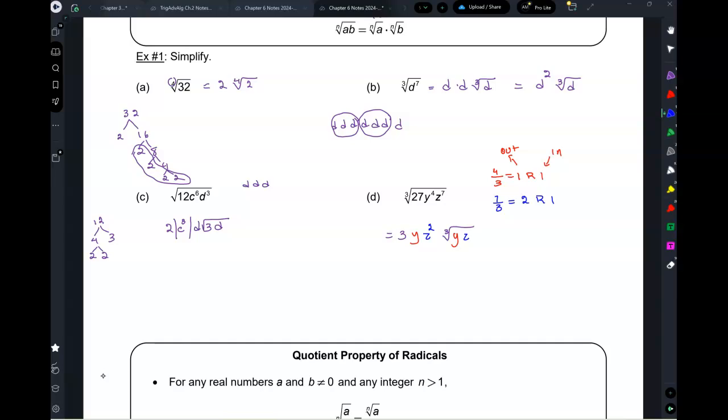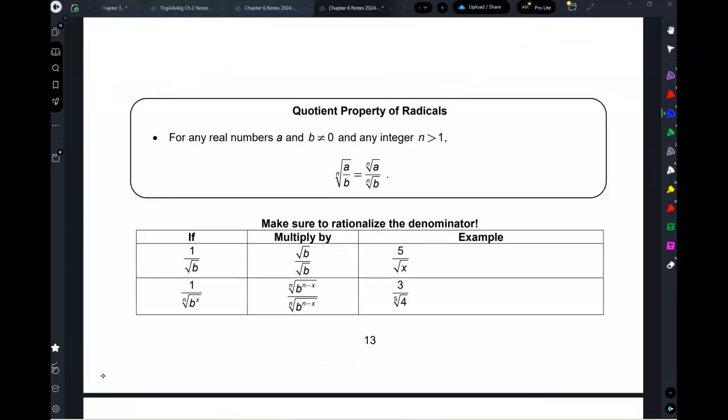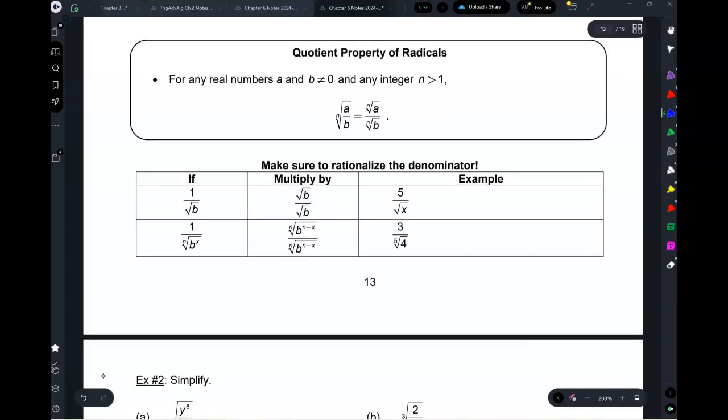All right, quotient property of radicals. Again, we can split up like this. If you have a over b, you can do root a over root b. However, we have to rationalize the denominator. So if I have, let's say, 1 over root b, I multiply top and bottom by root b. We know this. So if I have 5 over root x, I multiply by root x over root x.